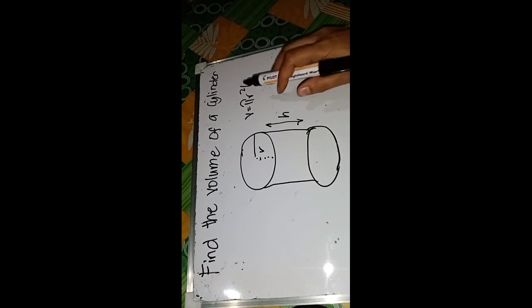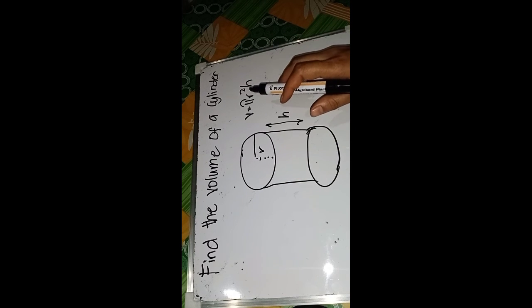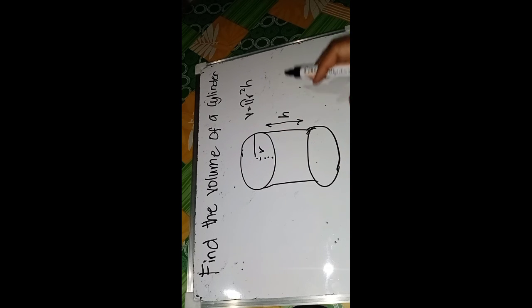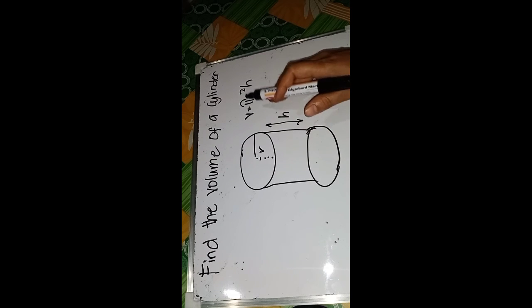Now, find the volume of a cylinder. We know that the base of a right circular cylinder is a circle, and the area of a circle of radius r equals pi r squared, times height. The volume of a cylinder is the number of unit cubes, or cubes of unit length, that can be fit into it. It is the space occupied by the cylinder, as the volume of any three-dimensional shape is the space occupied by it.